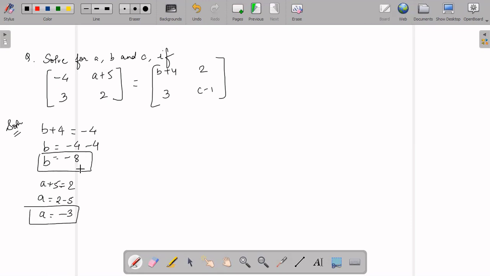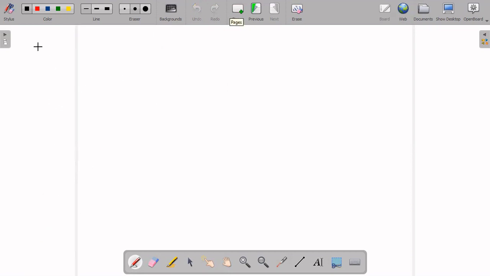और इस C को भी निकाल लेते हैं. This 2 and this C minus 1 are equal. Hence, C minus 1 is equal to this 2. So C is equal to 2 plus 1, which is 3. आ गया C का value. Very similar. ठीक है, आगे बढ़ते हैं. Next question. And if you feel that you need to pause the video and copy down the solution, you can do it, obviously. Next question.